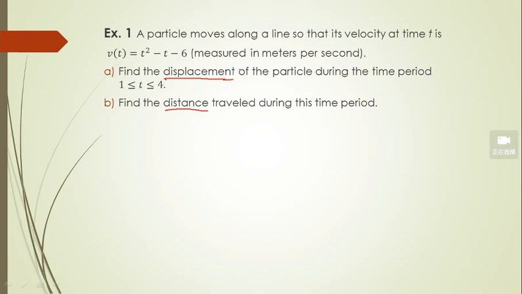Displacement is the same as the position change, from 1 second to 4 seconds. And distance means how far. By the way, the displacement is a kind of vector. They have direction. We can have positive and negative directions, but distance is a non-negative value, right? We cannot have negative distance.